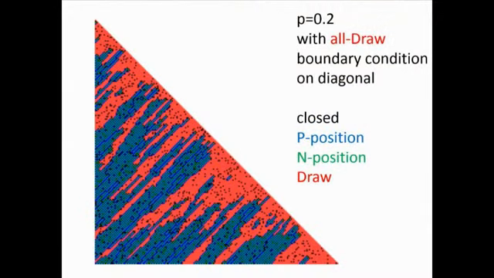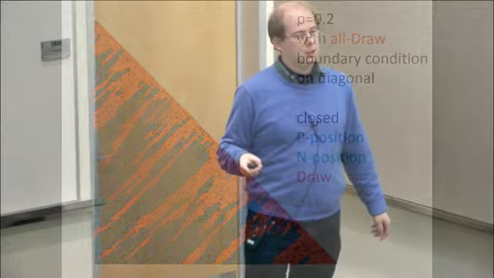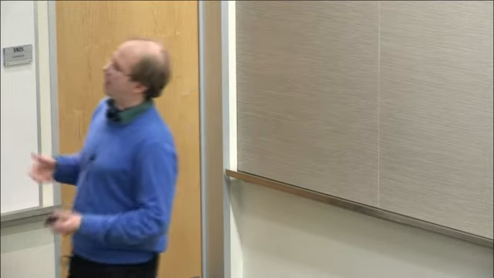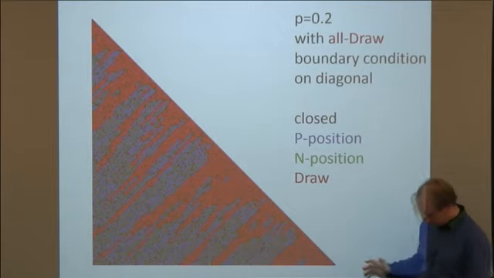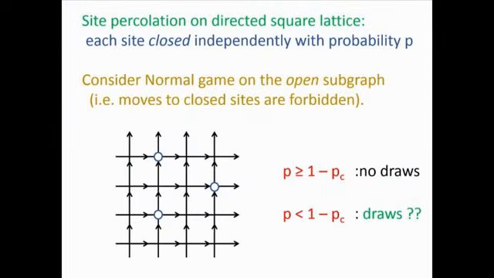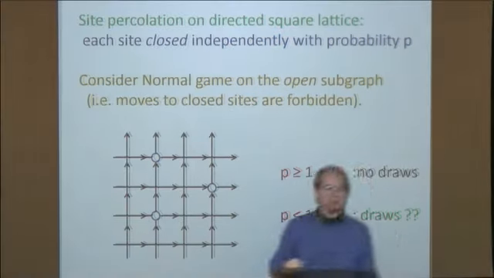So again, we can ask whether there are. So here is the picture. So here's a simulation. So p equals 0.2, so 20% of vertices are closed or deleted. And again, what you want to do is consider diagonals, right? If you know the outcome of the game on a diagonal like this, then you can compute what happens on the next diagonal down.